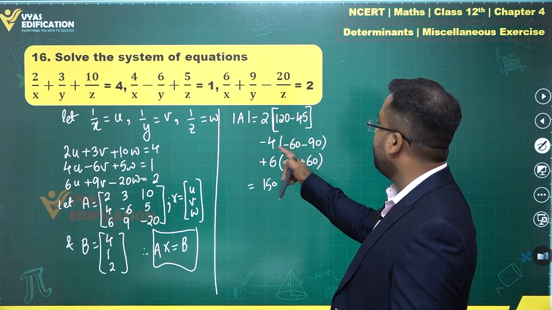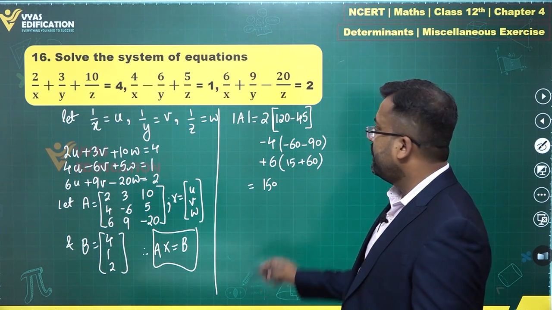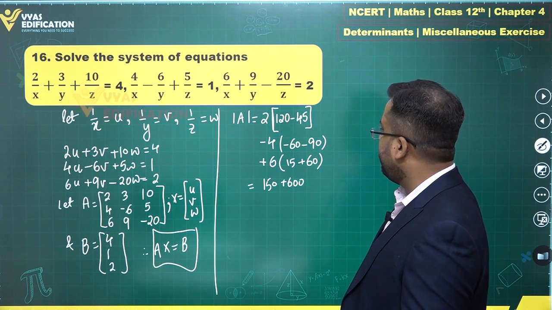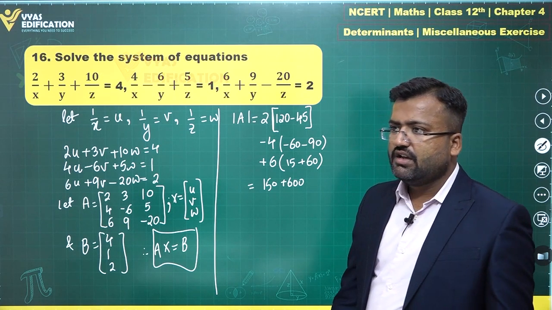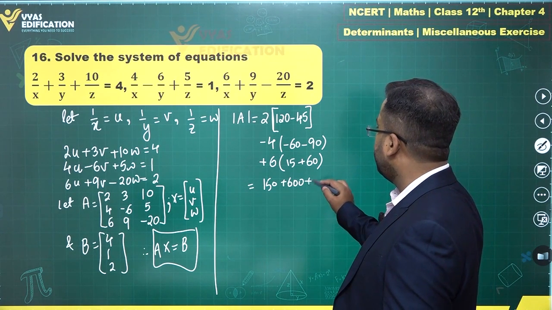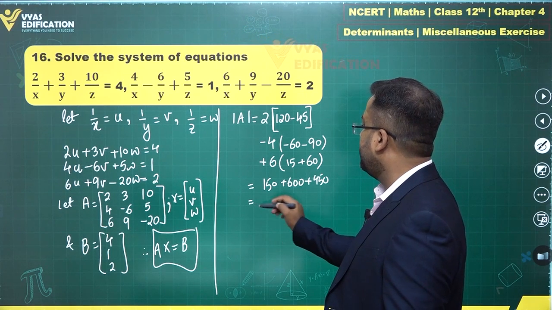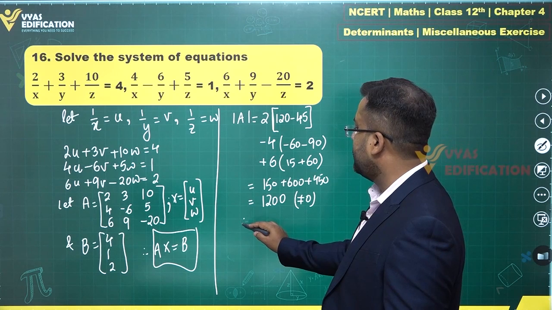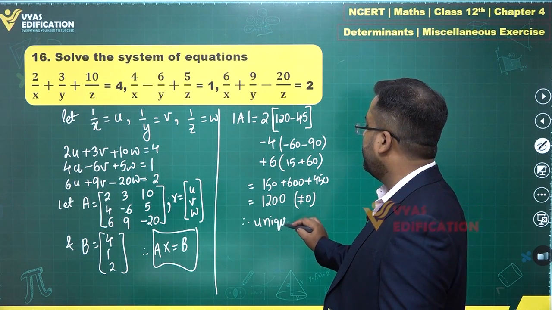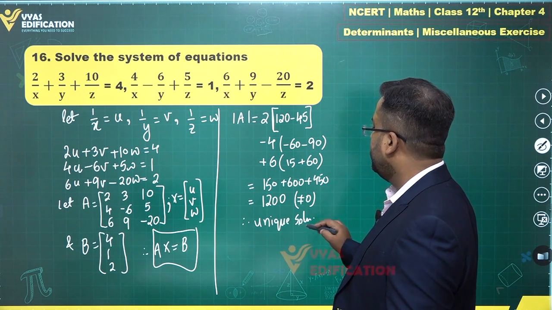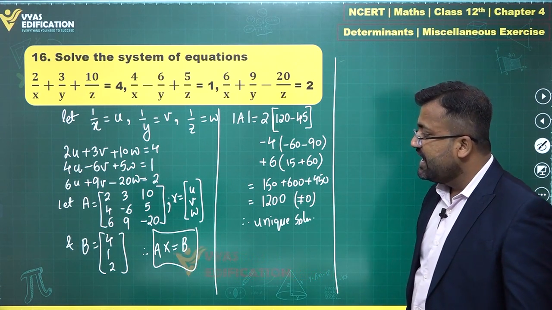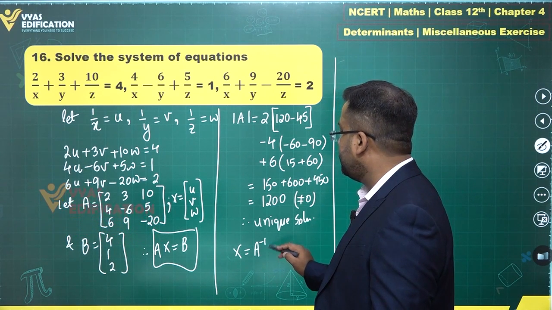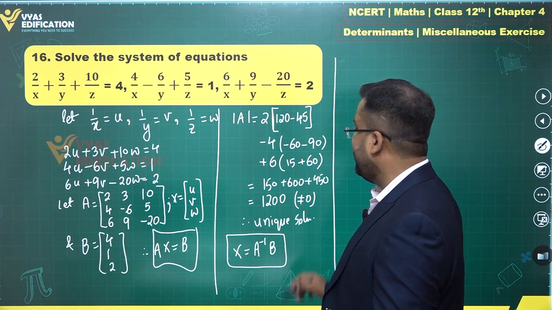This is minus 150, and minus 4 multiplied together will be 600. And this is actually 75 times 6 with a plus, which is 450. So this will become 600, 600, 1200. Since this is non-zero, a unique solution exists. Determinant is non-zero, therefore you get a unique solution. The solution will be X equals A inverse B, and for that I need A inverse.